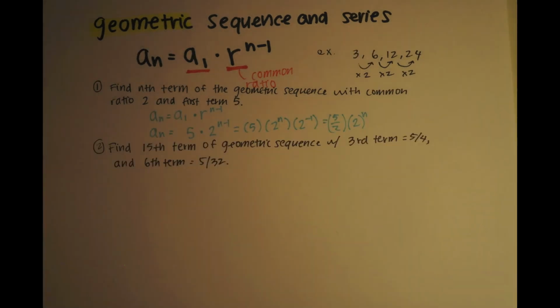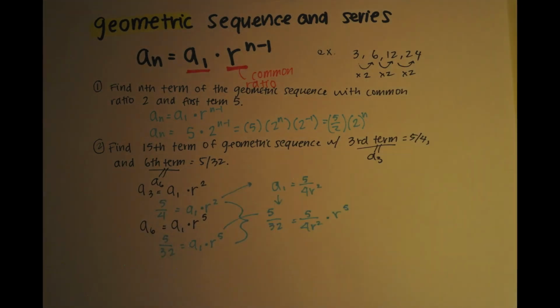Find the 15th term of the geometric sequence with third term 5 over 4 and sixth term 5 over 32. Again, you substitute the numbers. Then you find a sub 1 and plug it in to find r. After that, you find a sub 15 by subbing a sub 1 and r into the equation.